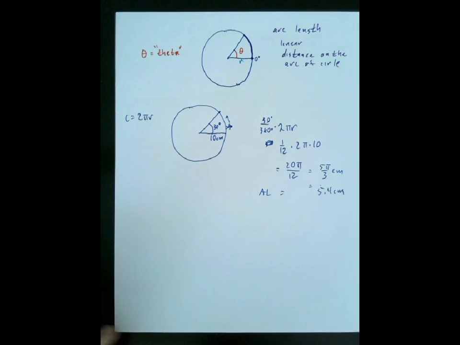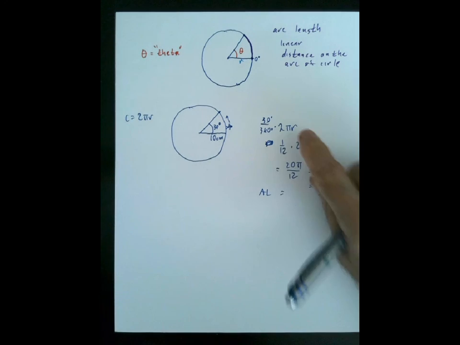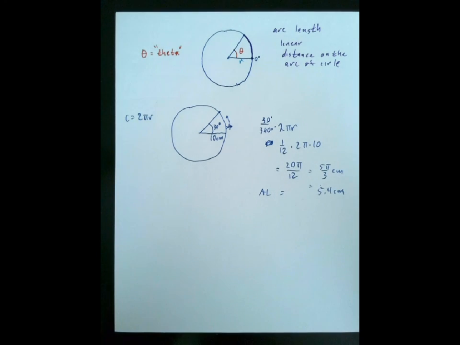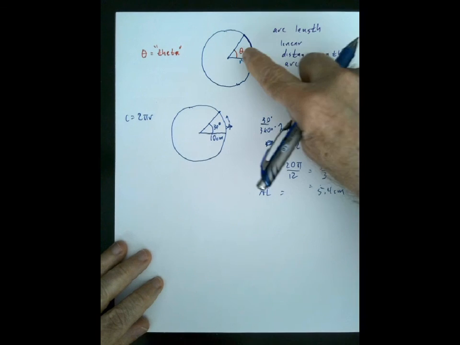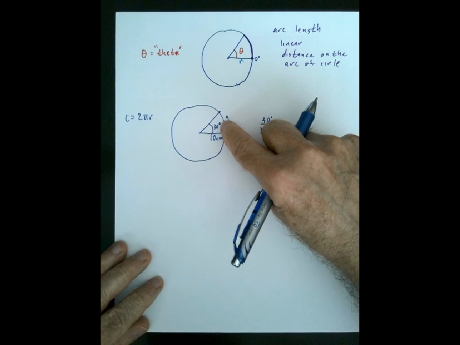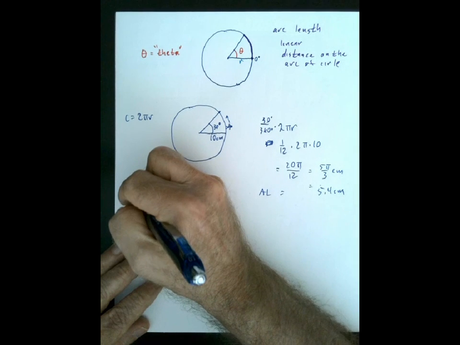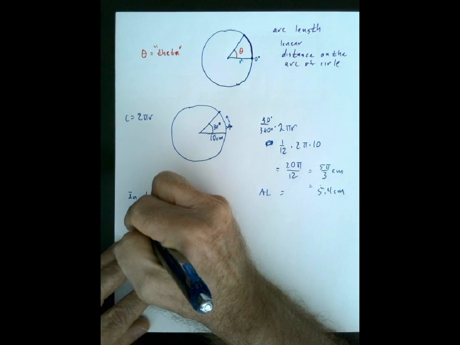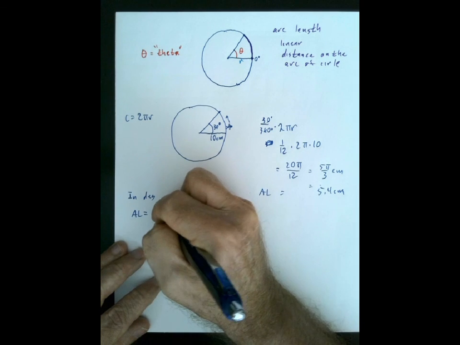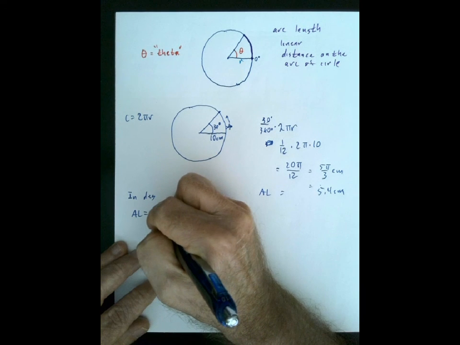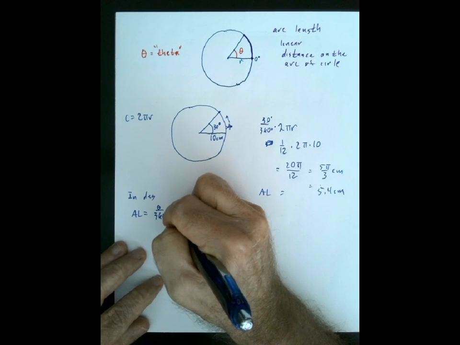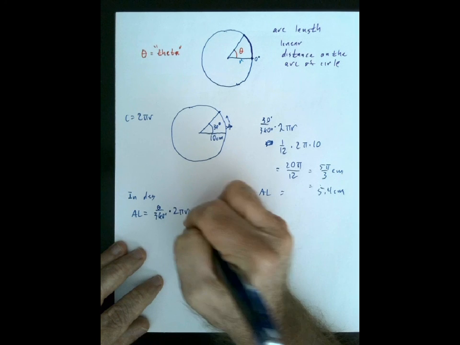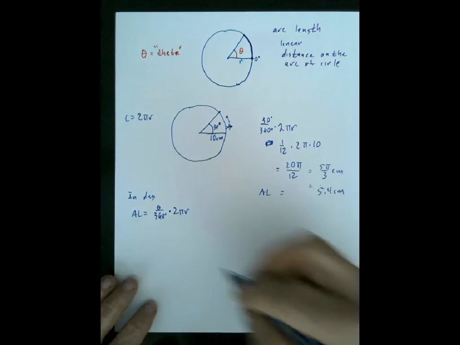Okay? So that is going to be one of our arc length formulas here. I'm going to write it right here, and on the last page I'll put them all in one place. If your angle is measured in degrees, like 30 degrees, the arc length is equal to theta, the angle, divided by 360 times 2 pi r, the radius.